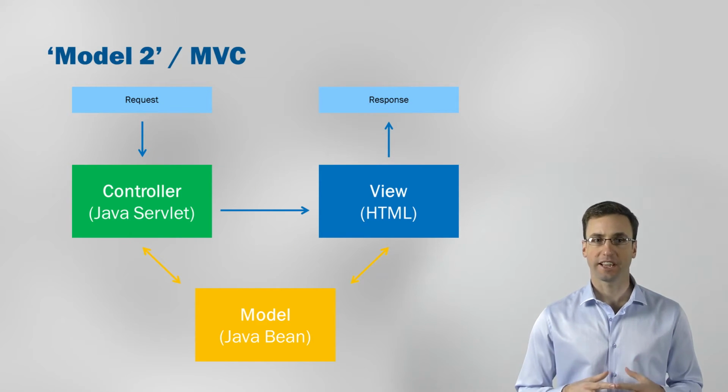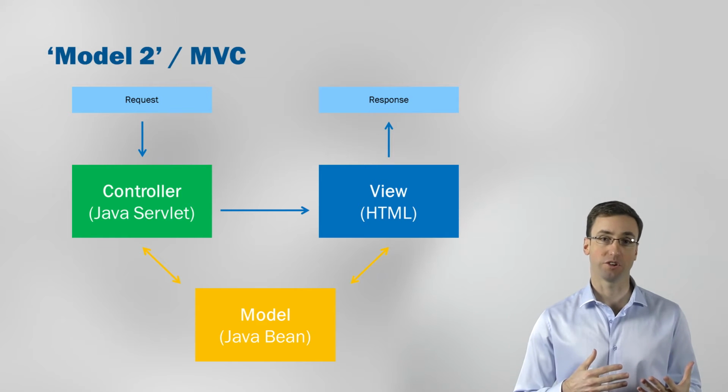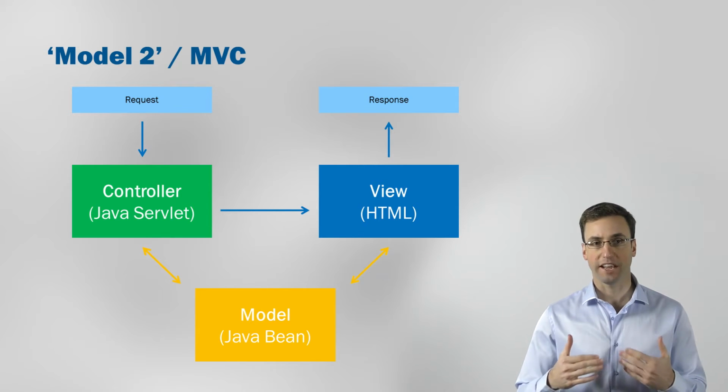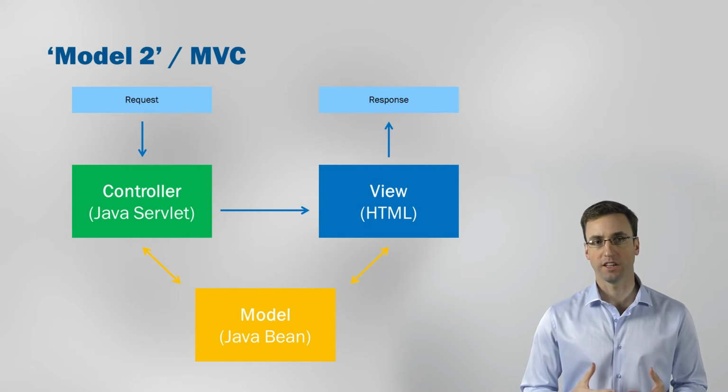This architecture can be extended in what is referred to as a model view controller architecture by separating the application model from the servlet into its own Java classes. So for MVC, the model is Java classes, the view is a JSP page, and the controller is a servlet.